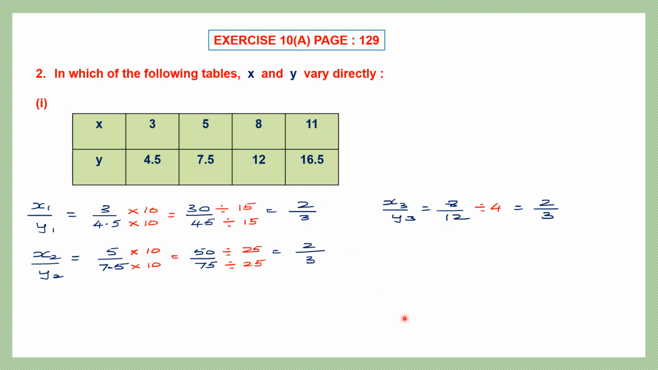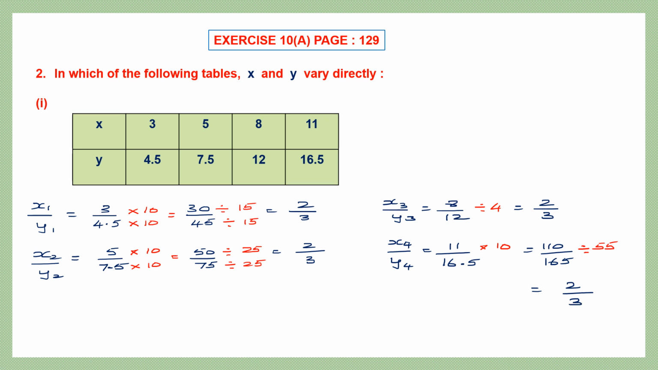Let's take the last one and see, which is x4 y4. So x4 by y4 is equal to 11 by 16.5. So convert this to a whole number. Multiplying both by 10, we get 110 by 165. You can reduce this to the lowest term by using 5 and keep moving that way. Otherwise, you can straight away reduce it by dividing both of them by 55. So 55 into 2 will give us 110, into 3 will give us 165.